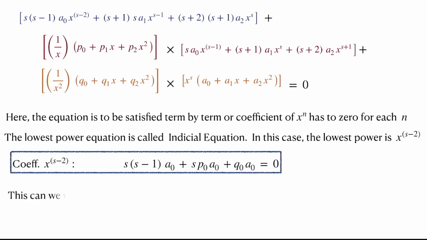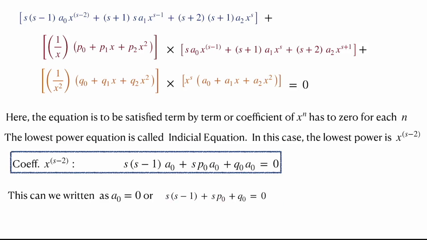Now we see that this has a solution, either a0 is equal to 0 or s into (s minus 1) plus s into p0 plus q0 is equal to 0. So it is straightforward to see that either we have a0 equal to 0, in which case the entire series becomes 0. Otherwise, when a0 is not equal to 0, we obtain a solution for s in terms of p0 and q0, the expansion coefficients of P and Q. So this is how we can obtain the s value.